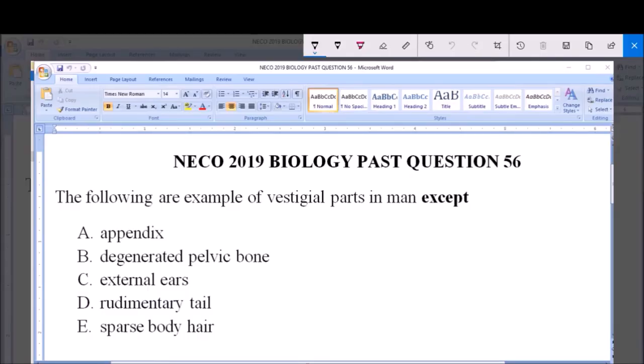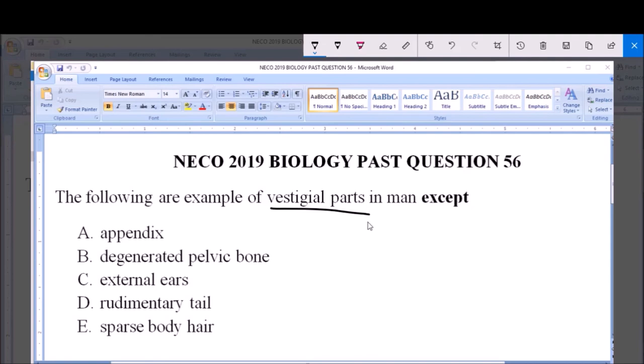I'll be answering NECO 2019 biology past question 56. The following are examples of vestigial parts in man, except: A. appendix, B. degenerated pelvic bone, C. external ears, D. rudimentary tail, and E. sparse body hair. So we are asked to pick an option which is not a vestigial part in man.